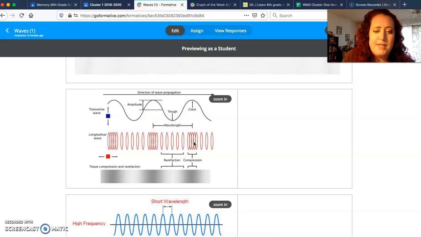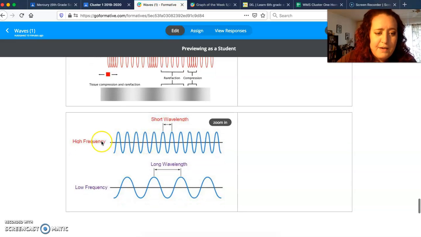And so we can see that there's an area of compression where the air particles get close together, and there's an area of rarefaction where the particles get stretched out.